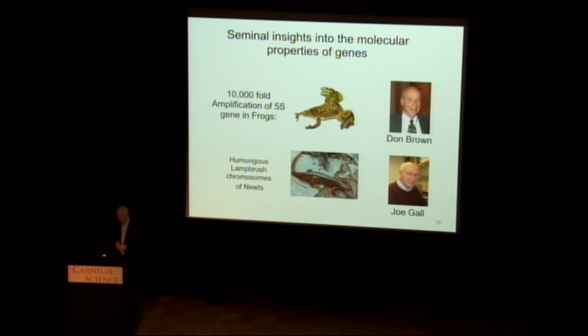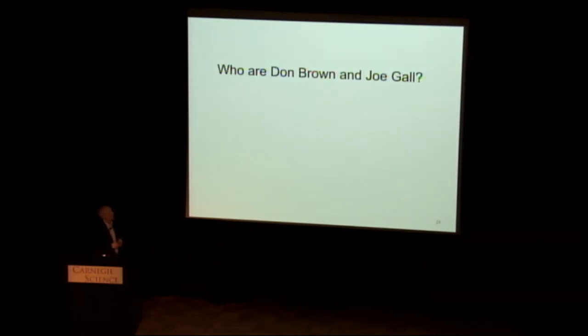So those were 2 more examples of huge chromosomes and amplification of genes, not from 2 to 10 or 20, but to 10,000, that allowed you to do something. The work was done by Don Brown and Joe Gall. So who are Don Brown and Joe Gall? They are very famous scientists. Both of them have done amazing work. Both have won the Lasker Award, one of the highest honors in the United States. And they also turned out to be my colleagues for 20 years.